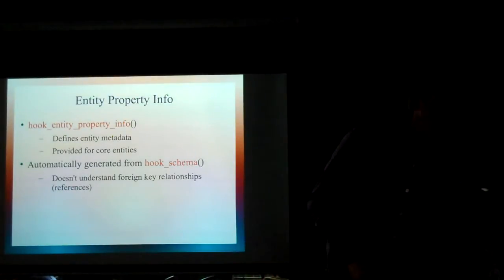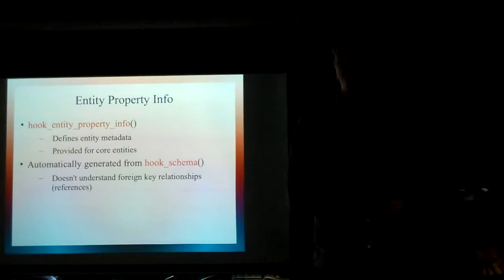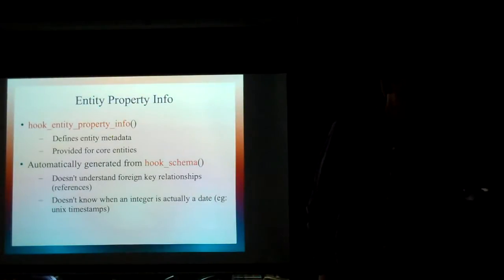Now, that automatic generation, however, doesn't understand any concept of foreign key relationships. Remember we had a retailer ID in our definition, and that was defined as an integer. As far as Entity API is concerned, it's just an integer. It doesn't know that it actually references some other data. It doesn't know there's any special significance there. Also, it doesn't know if an integer is actually a date. So for example, our timestamps, it has no idea.